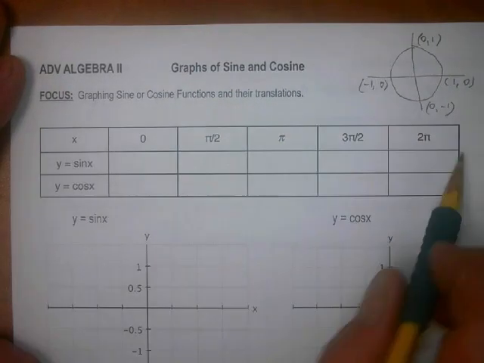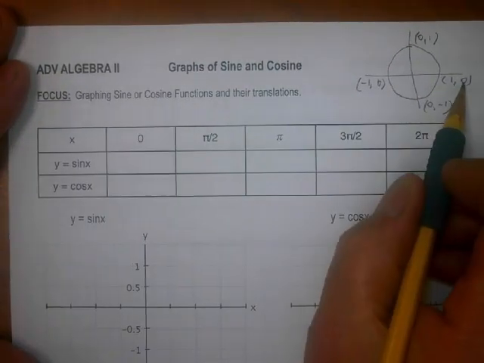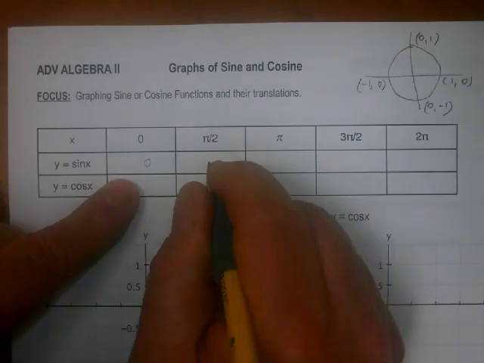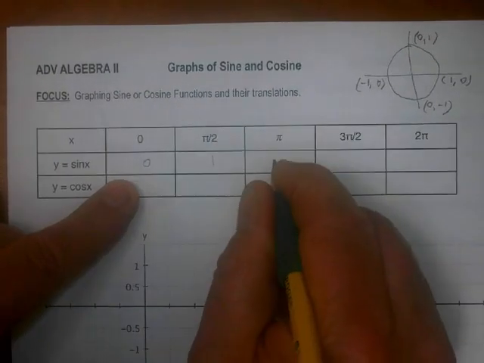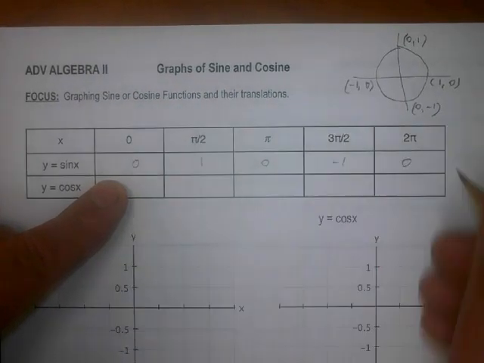So let's just go ahead and fill out the sine table. So what I'm going to do is this, at 0 degrees, sine is 0. At pi over 2, sine is 1. At pi, sine is 0. At 3 pi over 2, sine is negative 1. And at 2 pi, sine is 0.